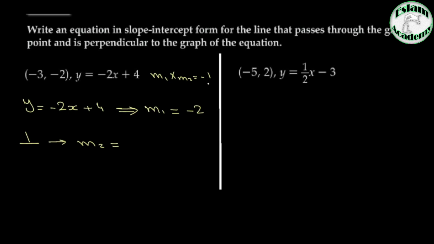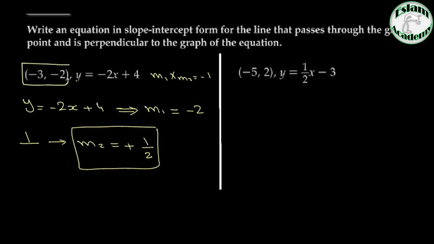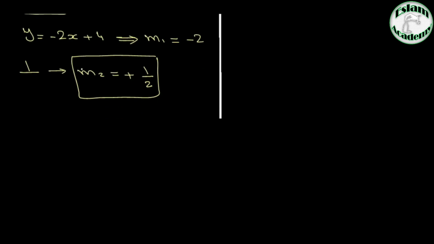What is the meaning if the product is -1? It means the two numbers have different signs. So the first one is negative, so the second will be a positive number. The product is equal to 1 in absolute value, which means one of them is the multiplicative inverse of the other. Because the first one is 2 in absolute value, the second will be 1 over 2. So from that we can find m2, which is equal to 1 over 2. Now we have a slope and a point, so we can write the equation.